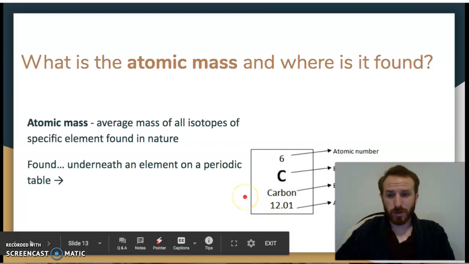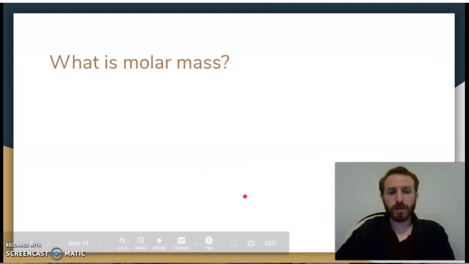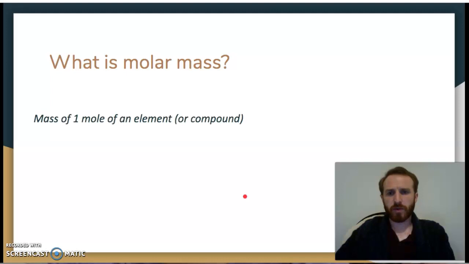What are the units we use with atomic mass? It's atomic mass units, or AMU. So let's talk about what the molar mass is. The mass of 1 mole of an element or a compound is its molar mass. Very similar to the atomic mass being the mass of 1 atom of an element or 1 unit of a compound, the mass of 1 mole of an element or a compound is its molar mass.